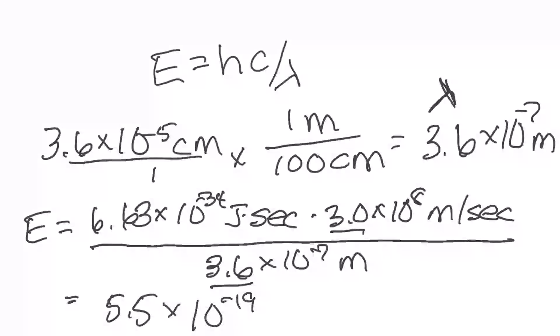And then I have to figure out what units I have. So seconds cancel, meters cancel, and I'm left with joules. So 5.5 times 10 to the negative 19th joules. And there you have it.